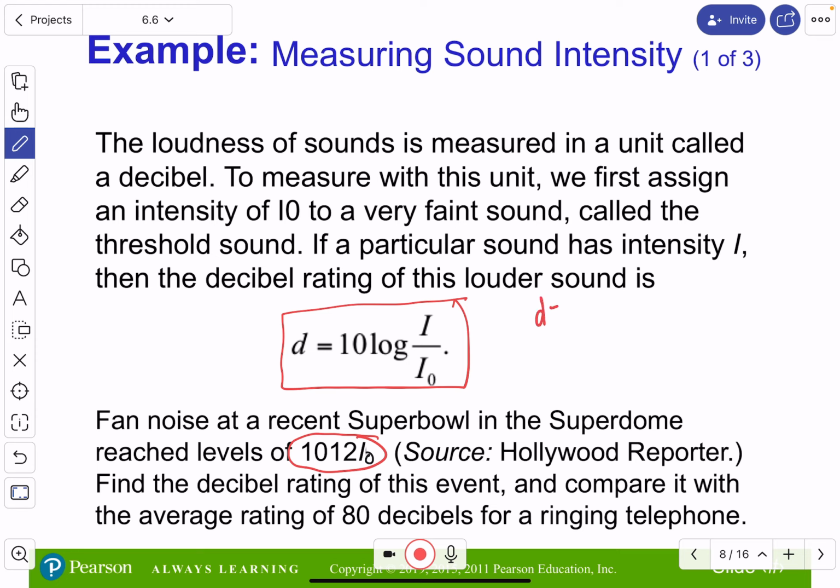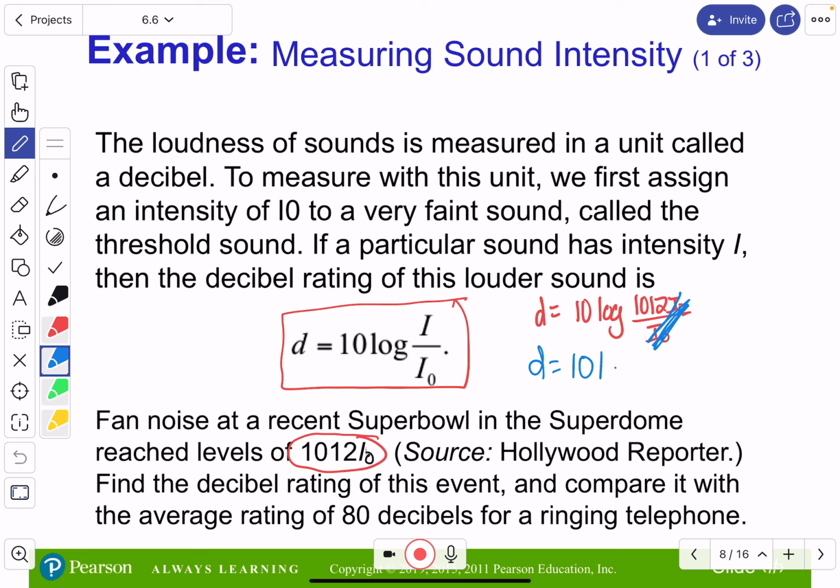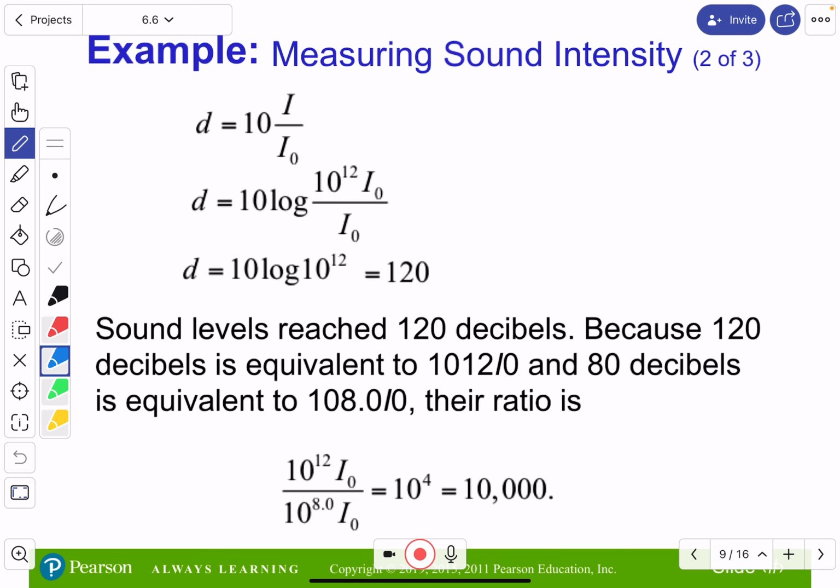So we're plugging that in for I. That was the intensity. So 10,012 I0 over I0. So these are going to cancel. We can just type that in the calculator. 10 log 1012, and you get 30.1, so it has 30 decibels. So the Super Bowl was 30 decibels. A telephone is 80 decibels. So your phone is more intense than that fan noise.